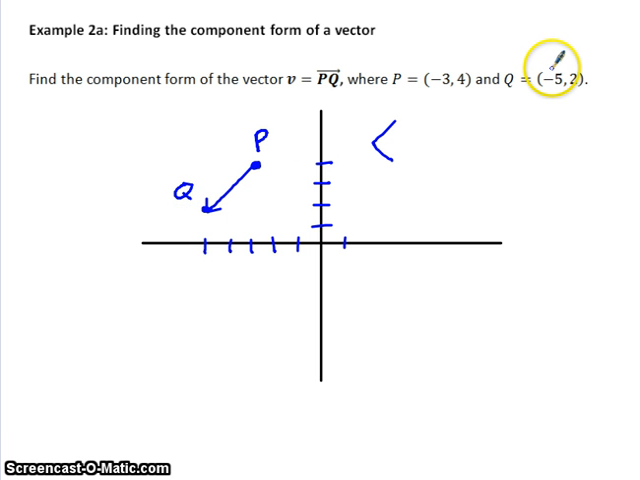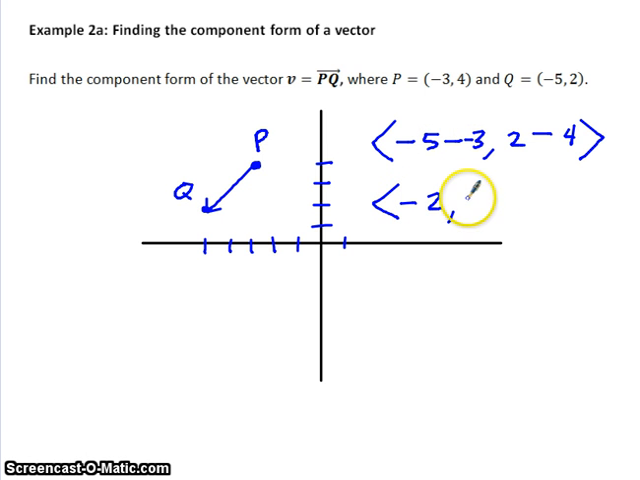So I'm going to take my terminal first, which is with point Q, so -5 and then -3, and then we take terminal, so 2 minus 4, and we end up with component form of -2, -2.